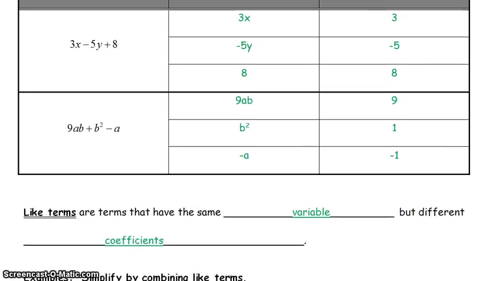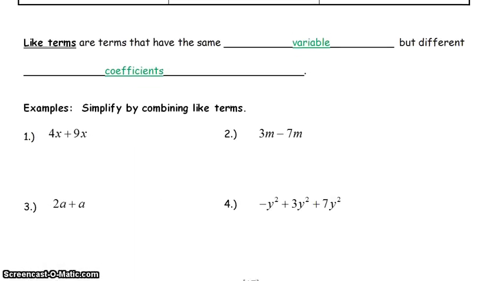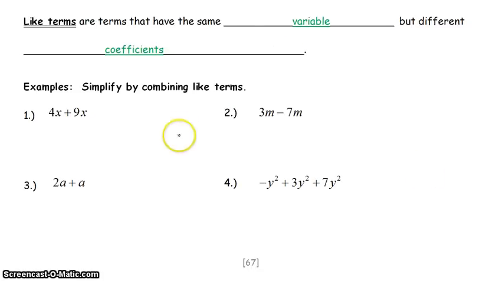Now, we scroll down here. We come to like terms. Like terms are terms that have the same variable but different coefficients. Examples: simplify by combining like terms.